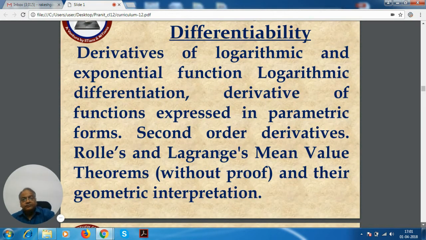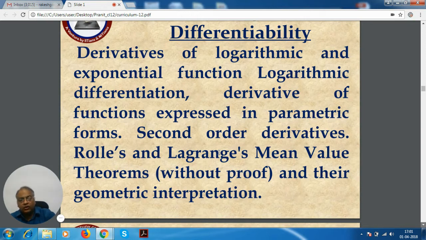Then logarithmic differentiation. This is something very important because if you have a function to the power of some function, let's say x to the power sine x, then to find the derivative of that, you need this logarithmic differentiation method. Then derivatives of functions expressed in parametric forms, second order derivatives.